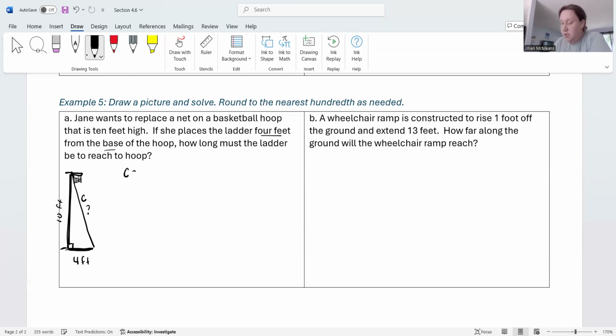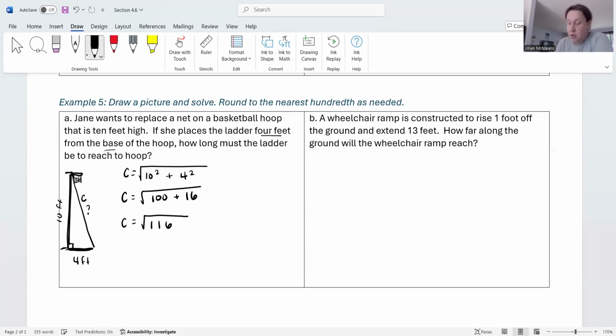Okay, so C equals the square root of the first leg squared plus the second leg squared. So C equals the square root of 100 plus 16. So 10 squared is 100, 4 squared is 16. So C is going to have to equal the square root of 116. So we want to take this all the way. Let's go ahead and estimate this on the calculator. Remember, we're going to round to the nearest hundredth as needed.